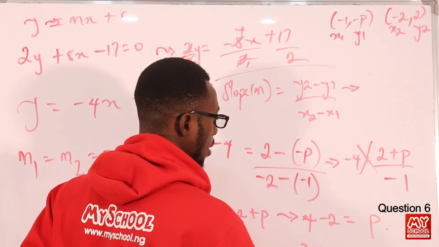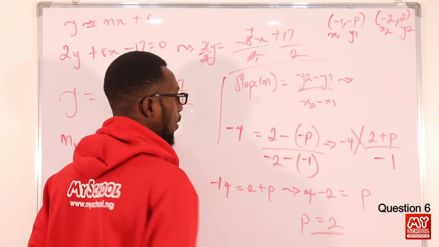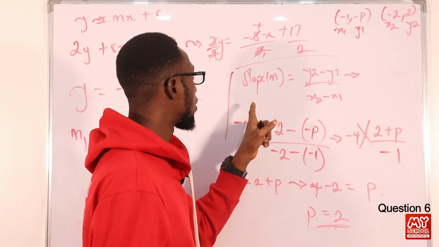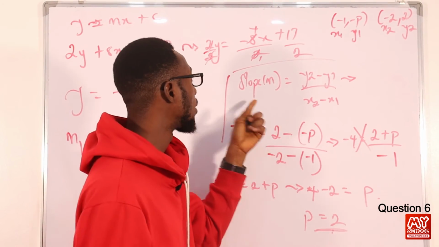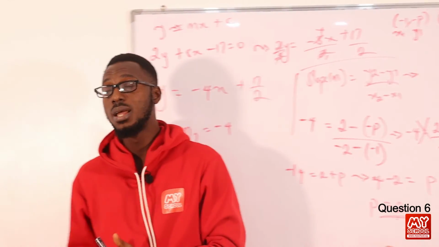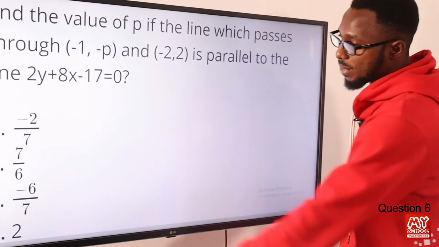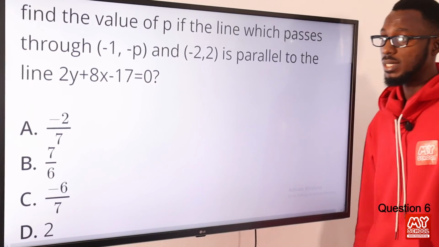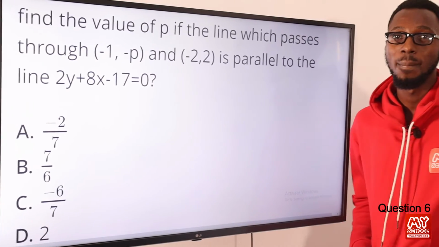Hence, p equals 2. So the value of p is actually 2, where the slope, we are told they are parallel, is actually -4. So we have p equals 2. So let's go back to see if we can find 2. Very well, we confirm that with option D. So option D is the right option.